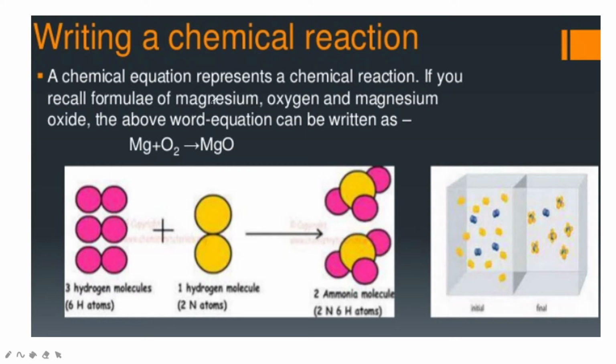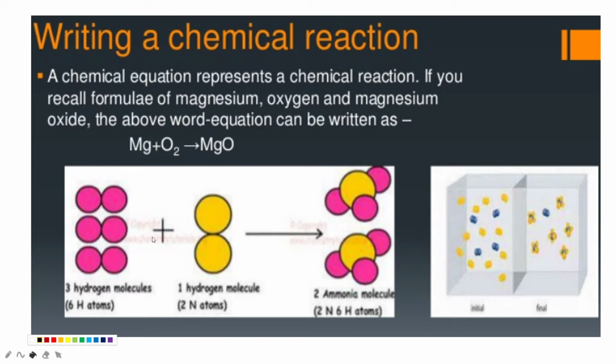So if you recall the magnesium ribbon reaction which we discussed yesterday, if you see magnesium and oxygen, it gives the product called magnesium oxide. Okay, so yesterday when we discussed, it was the word equation where I have written magnesium plus oxygen gives rise to magnesium oxide. Okay, so now we are going to learn this in detail.